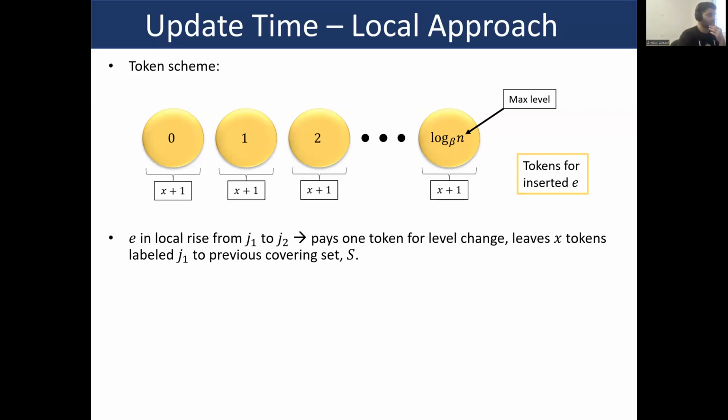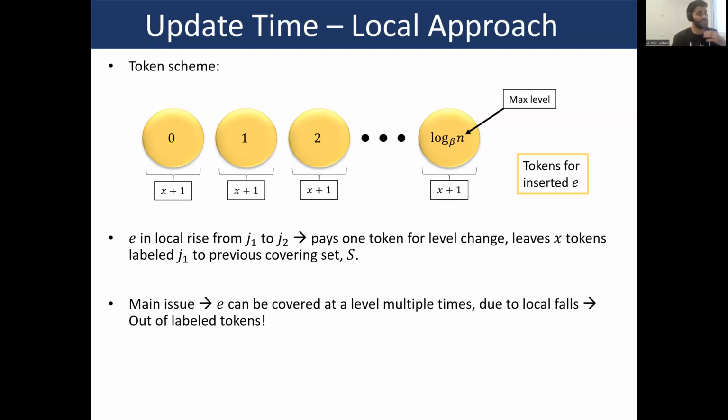Okay, so how we do this is that if E is in a local rise from level J1 to level J2, it pays one token for the level change. That's what it needs to do for the token scheme, but it also leaves behind X tokens labeled J1 to its previous covering set F.